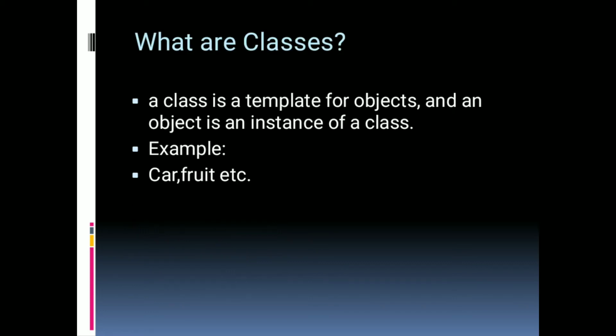What are classes? A class is a template for objects and an object is an instance of a class. Okay, a class contains objects and an object is an instance of a class. So for example we can say a car is an example for a class, the fruit is an example for a class. Such things are considered as examples for classes. These are general topics, general examples.